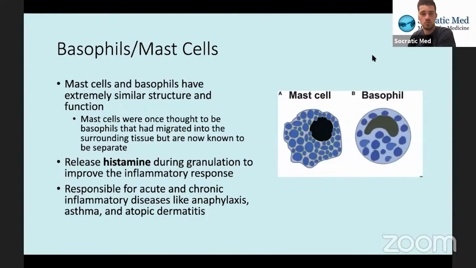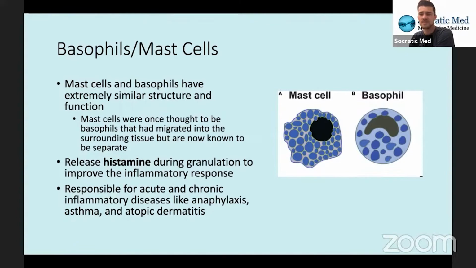Okay, and 2 more of these granulocytes are basophils and mast cells, which are usually taught together because they're very similar. They are slightly different. Mast cells and basophils have extremely similar structure and function. Mast cells were once thought to be basophils that had migrated into the surrounding tissues, but are now known to be separate. So kind of similar to the macrophage monocyte thing.